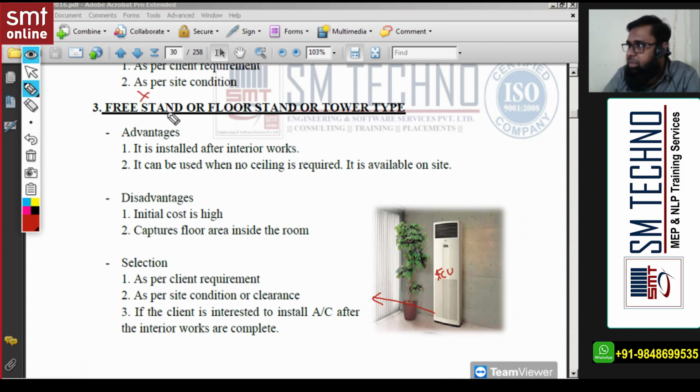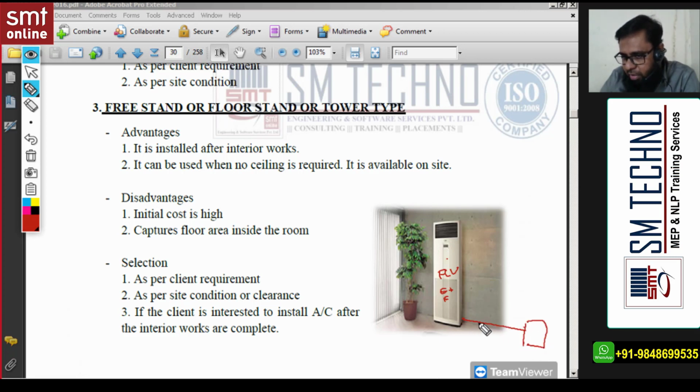Package is different. In the case of tower type FCU, you'll find only the evaporator, fan and filter. Evaporator means cooling coil, fan, filter, etc. You'll not find a compressor and condenser, so you cannot compare this with the package. In package, we'll discuss it later, we have a topic. Package is like a window, all the components in one. That we'll discuss later.